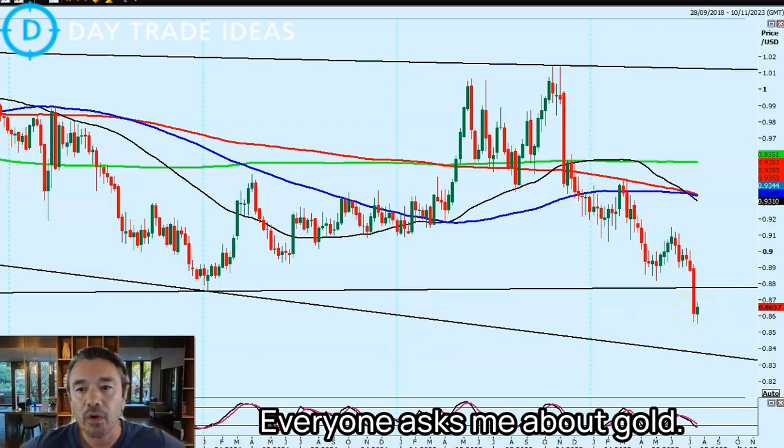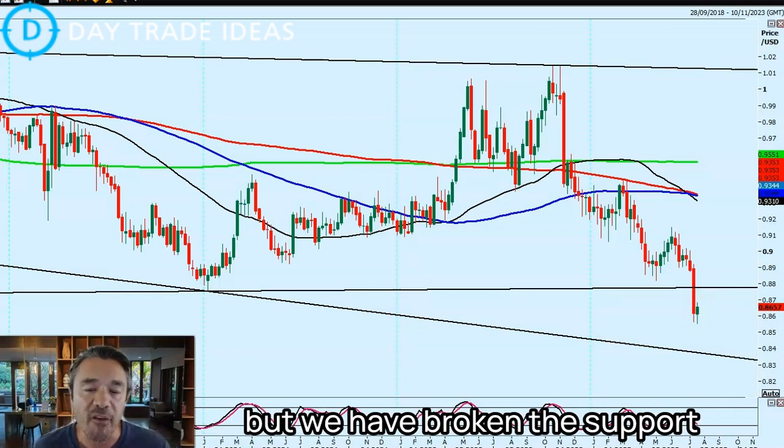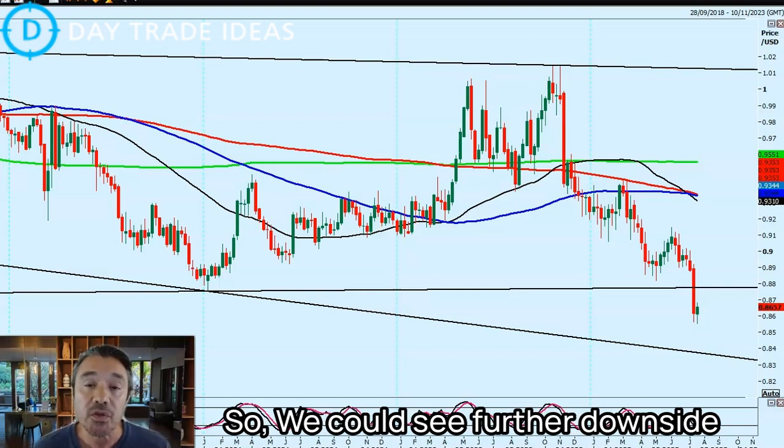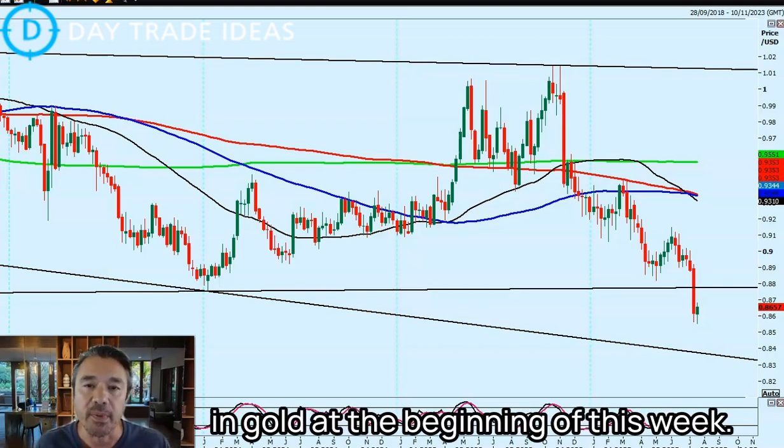Everyone asks me about gold. I'm not going to show you the chart, but we have broken a support level around the 1960 area. So we could see further downside in gold at the beginning of this week.